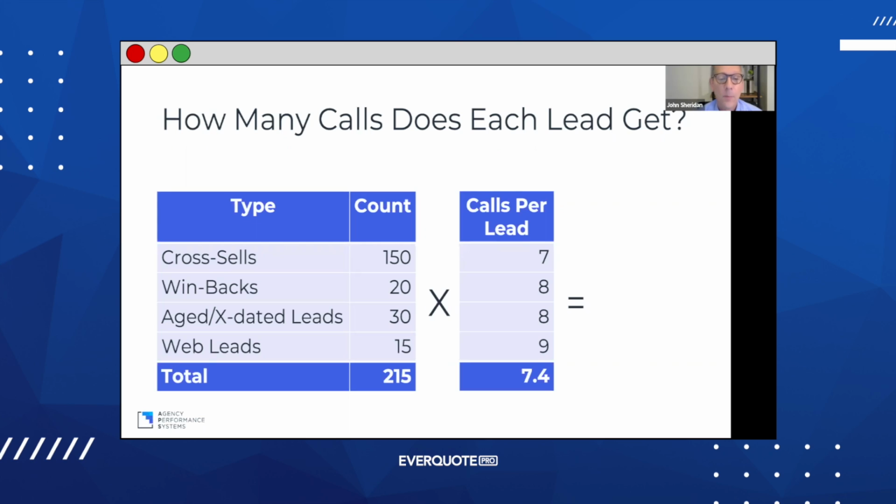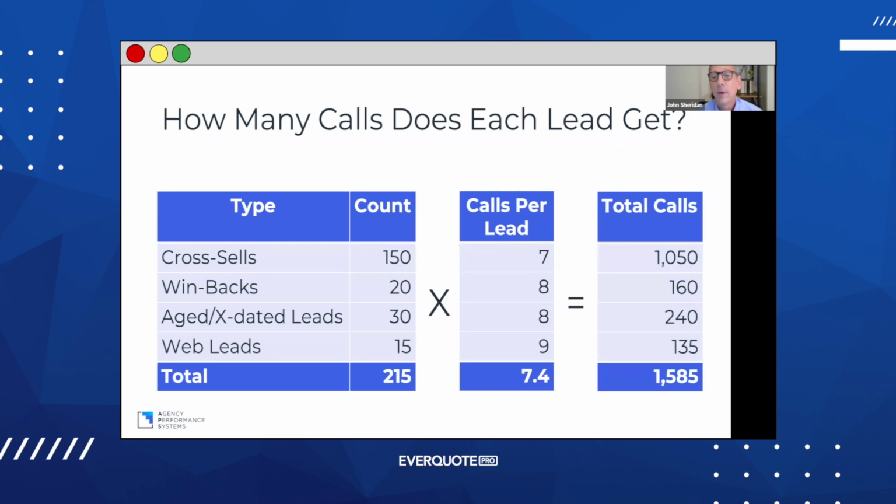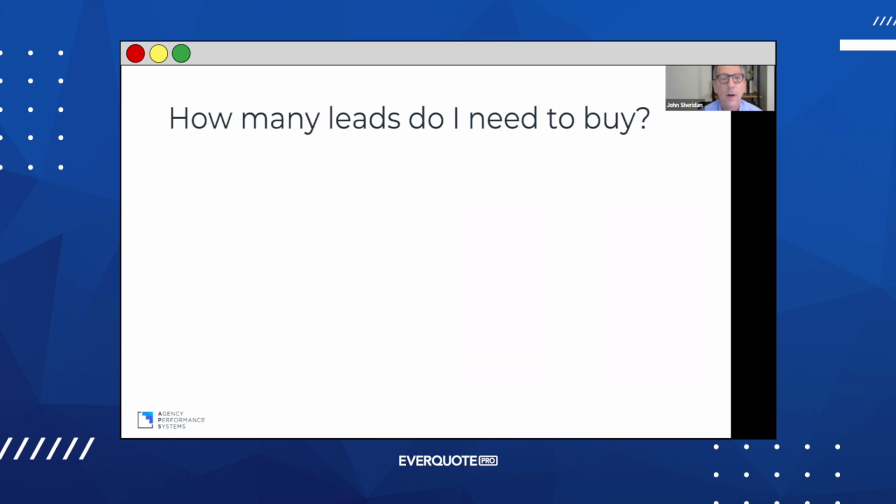Okay, so when we do that math, we come up with the total call breakdown, and we'll add those numbers up to get to 1,585. So in other words, this is what we have on hand to work, right? These are good quality leads in terms of likelihood to connect and to convert. So we're going to make sure we take care of that inventory before we add on to it with the new purchases. So there's the 1,585.